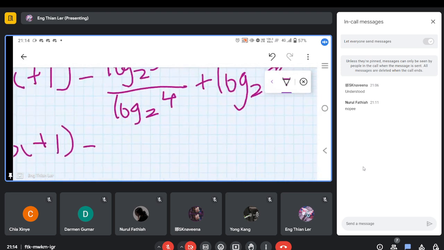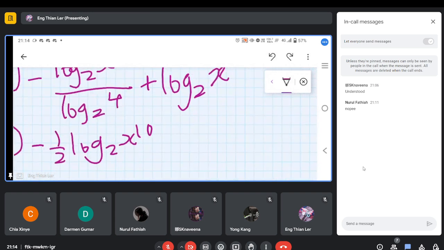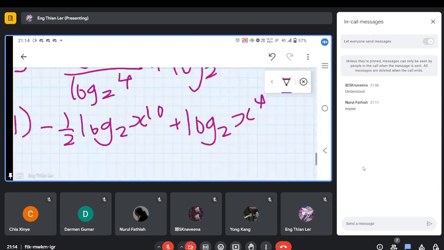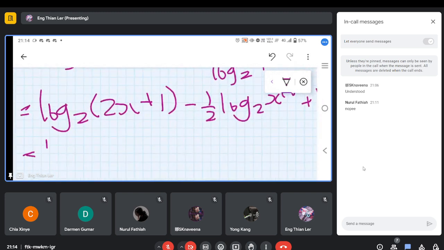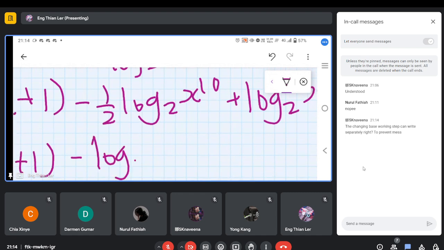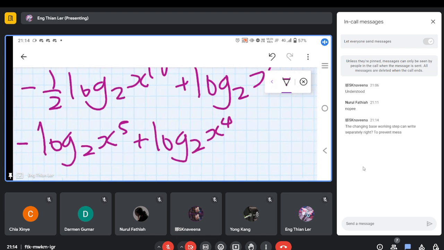And this just means 1 over 2 log base 2 of x to the power 10, not 16, plus log base 2 of x to the power 4. And we write this again. Okay, look at this. 1 over 2, where we put that, is actually the square root. So 10 divided by 2 is 5. We just write 5 again. So log base 2 of x to the power 5 plus log base 2 of x to the power 4. Okay, so this looks very good now.